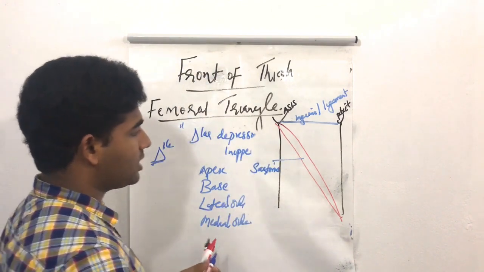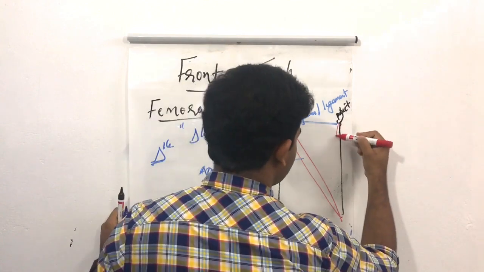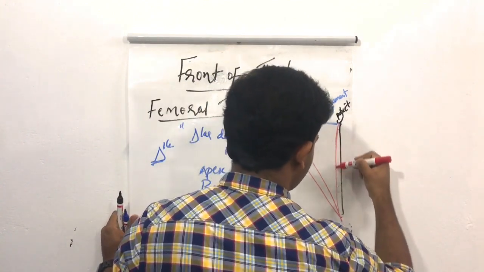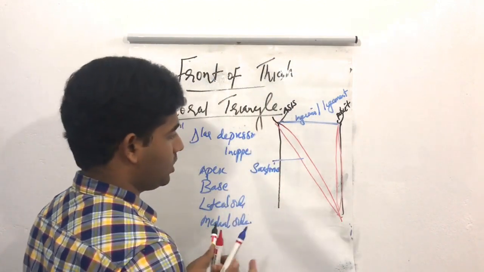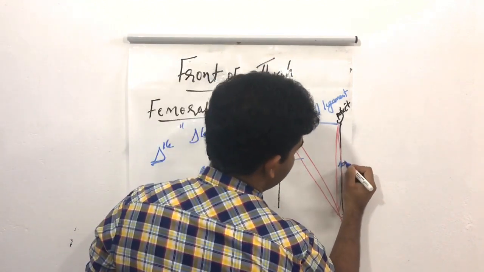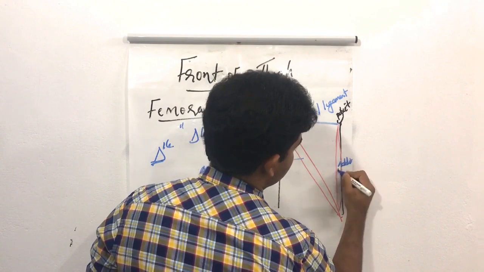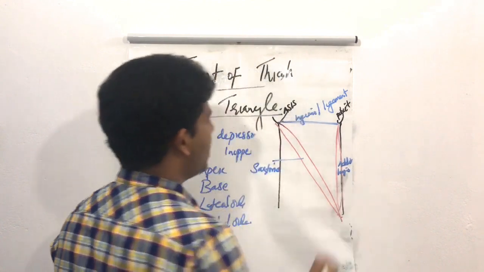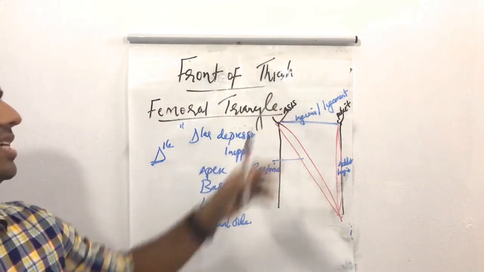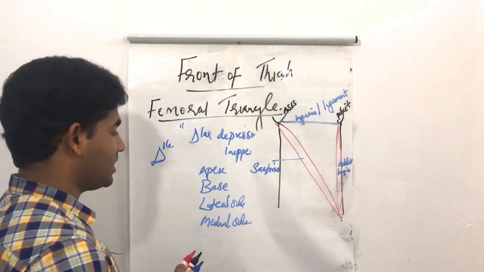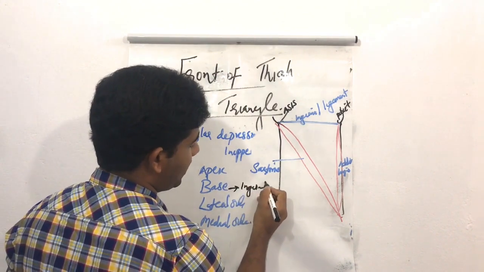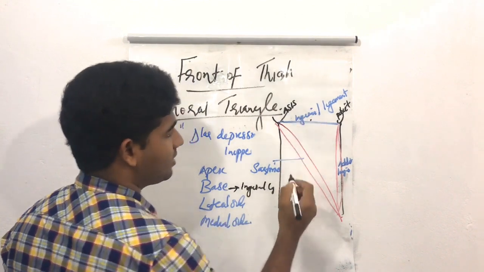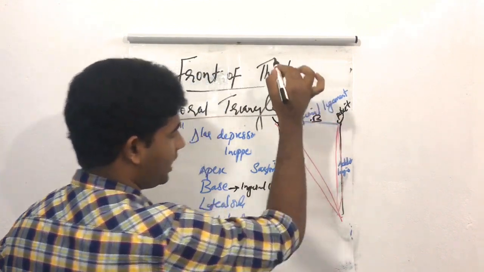Now you have a muscle in this region. That muscle is known as the adductor longus muscle. Now tell me, what is its base? The base is the inguinal ligament. This one is its base.